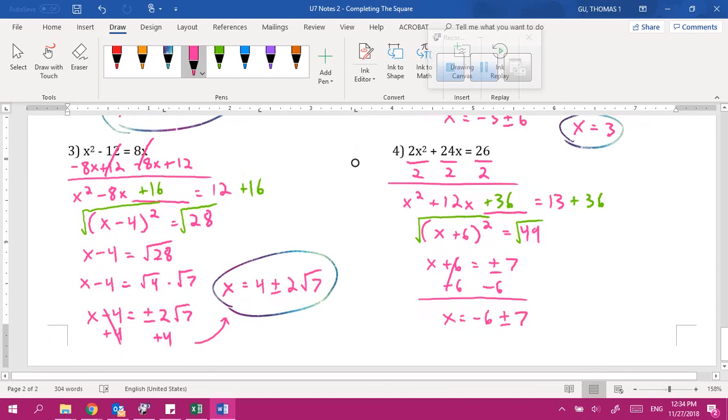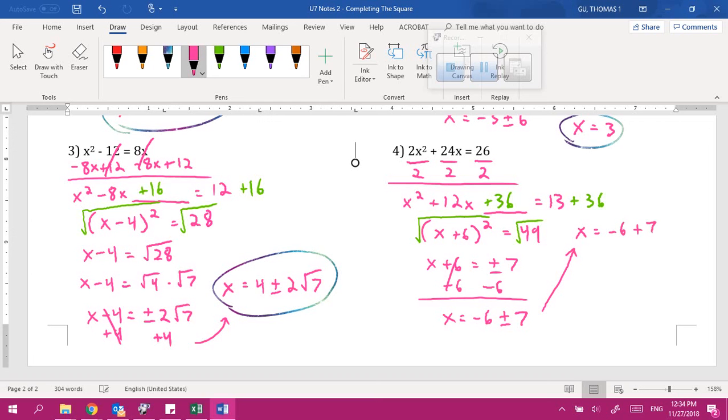That's right. But these are whole numbers, which means you got to actually work it out and give me the two numbers. So what's one of my answers going to be? X equals negative 6 plus 7. Yeah, well, let's go step by step to really show what's happening here, right? X equals negative 6 plus 7. What's that? X equals 1. That's one of your answers.